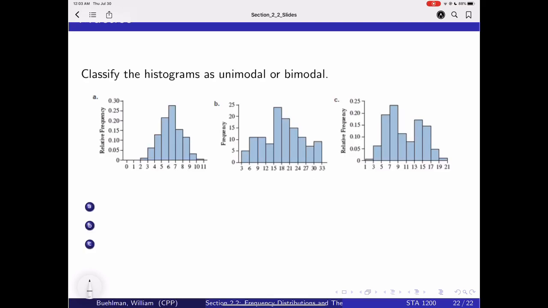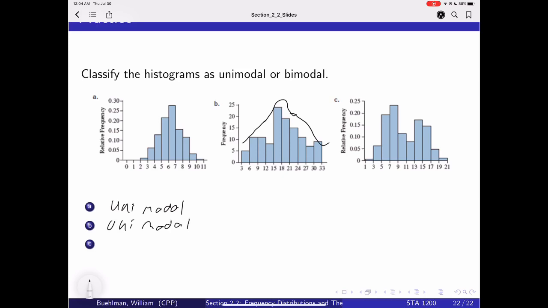So here we have some practice. We're going to classify each one of these histograms as either unimodal or bimodal. If we look at this first one, there's only really one bump in the data, so it's unimodal. The second one is a little trickier. We see a big bump in the data right here, but what about this other bump? Compared to the right-hand side, it doesn't really stick up a lot. So we're still going to say there's one mode, unimodal.